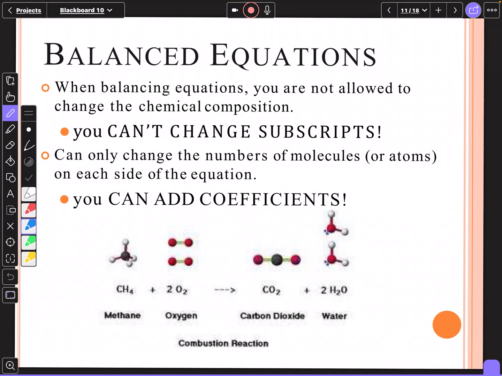Okay, so in balancing equations, you're not allowed to change the chemical composition. You cannot change subscripts. Can't do that. You can only change the numbers of molecules on each side of the equation. You can only add coefficients. And those coefficients tell us the number of molecules.